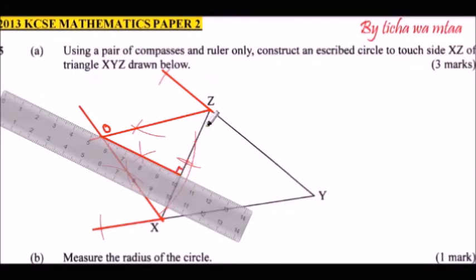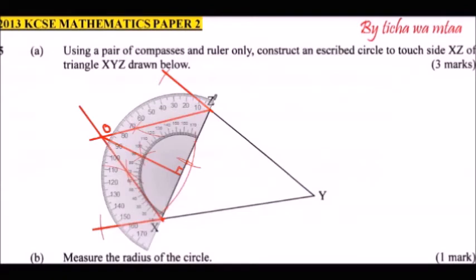It makes a right angle with the XZ, and you can confirm that with your protractor to see whether it is 90, and you can see with the protractor that the angle is 90. So this is the center of the circle. We are going to use a compass to draw a circle, and that circle will touch the 3 lines.